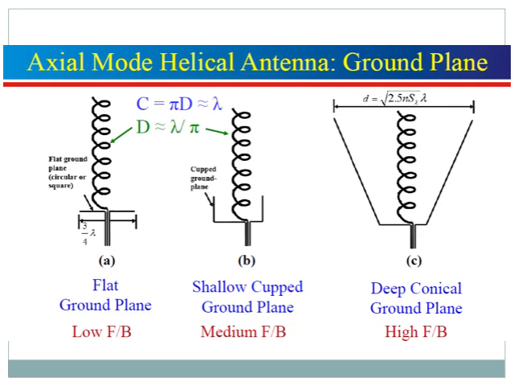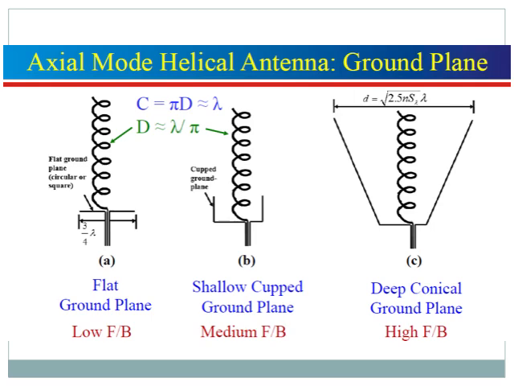Coming to the next, there is a ground plane which is not circular or square. There is a cupped ground plane, a ground plane in the cup shape, and here in this case also D is almost equal to lambda by pi, and we have a medium front to back ratio.